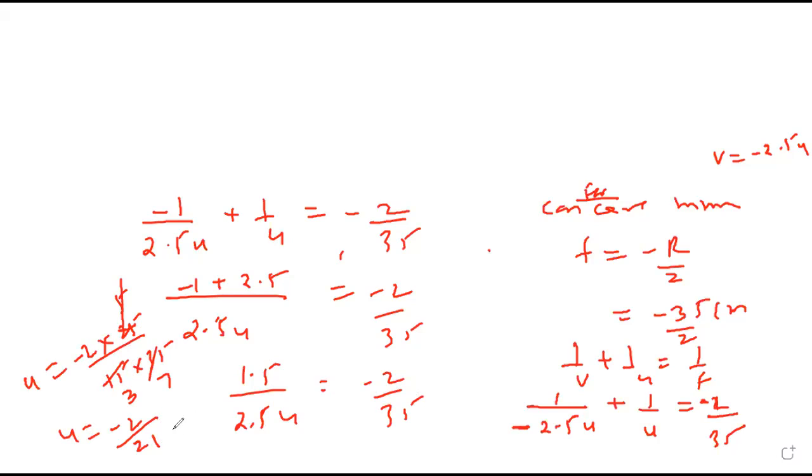The unit is in centimeter or meter? This is 1 upon u equals minus 2 upon 21, so u will be minus of 21 upon 2, minus of 10.5 centimeter. Do we have this option? Yes, sir, the first one. This is the required answer, 10.5.